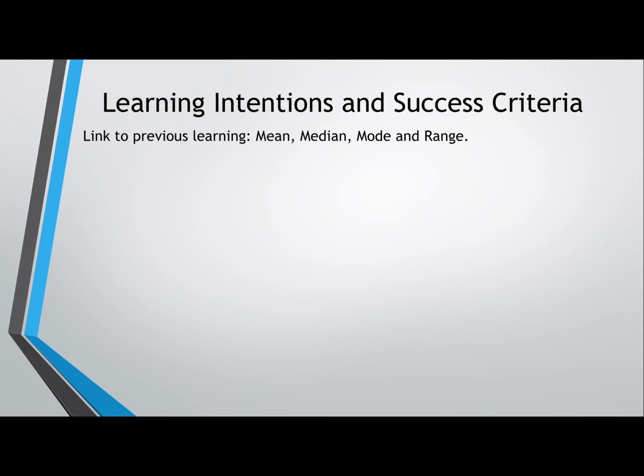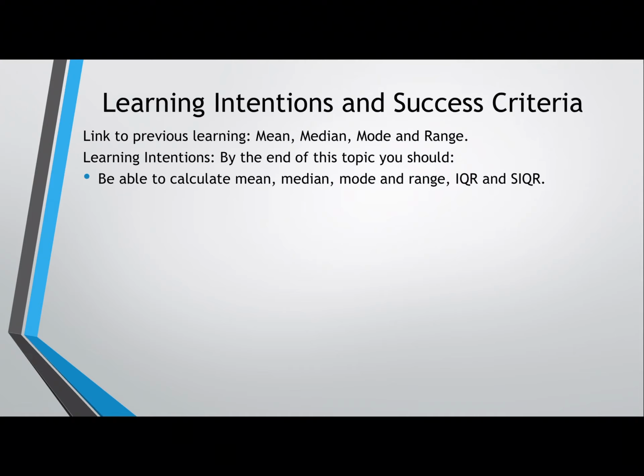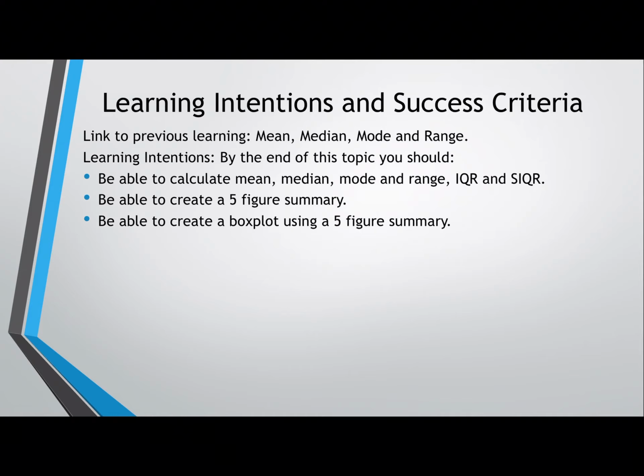Linked to our previous learning, we should all have previously done mean, median, mode, and range. As part of this video, we are going to make sure that we can calculate our mean, median, mode and range, and then two new things, which are IQR and SIQR, which stand for interquartile range and semi-interquartile range. We're going to be able to create 5-figure summaries, create box plots using that 5-figure summary, and compare different averages and spread.